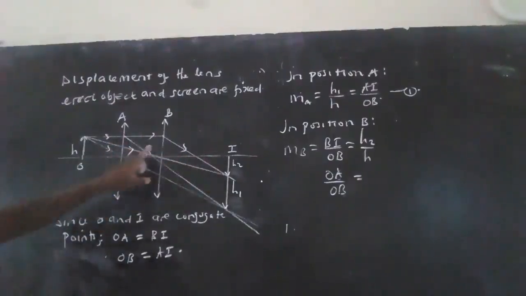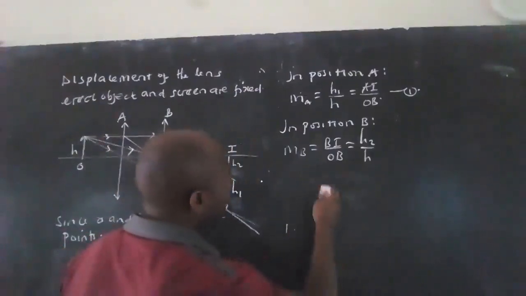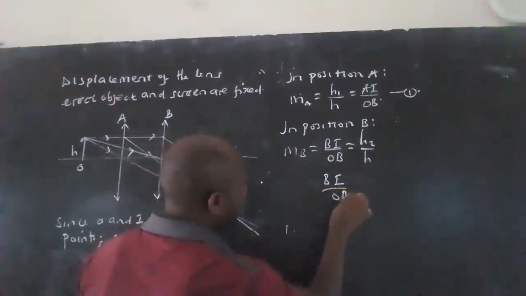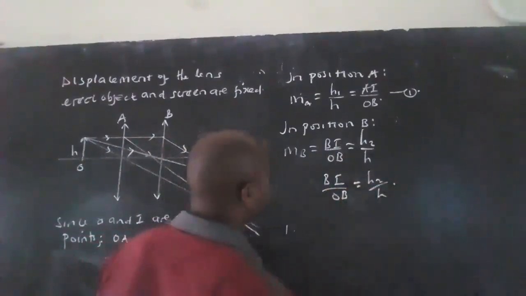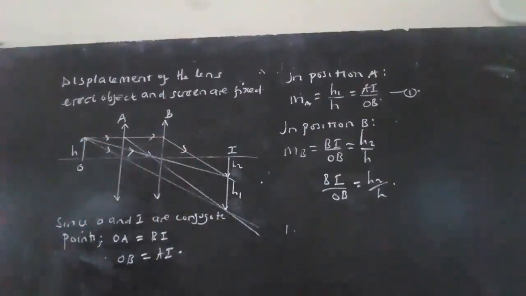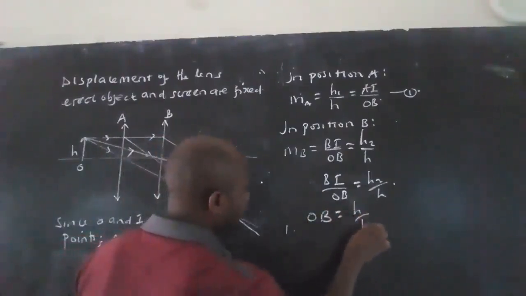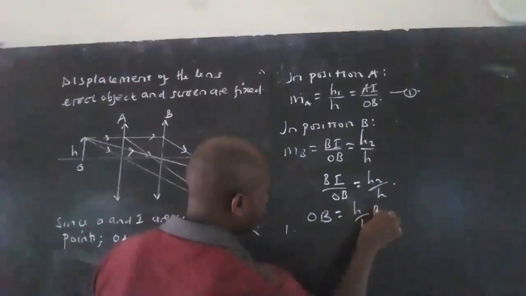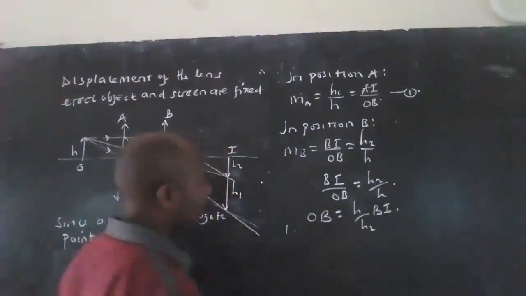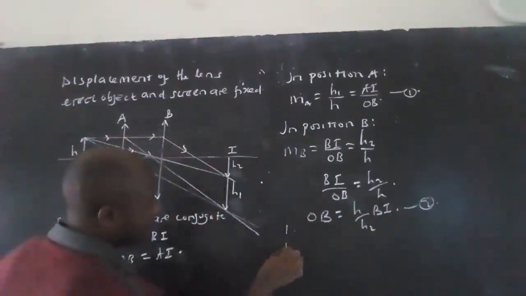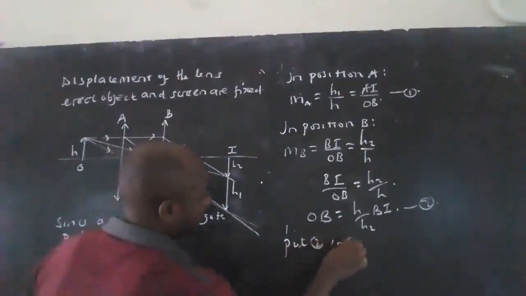AI is same as OB. That's correct. Then OA is same as BI. So from here, we shall now say BI over OB is equal to H2 over H. Can we make OB the subject of formula? So OB will become H over H2 times BI.